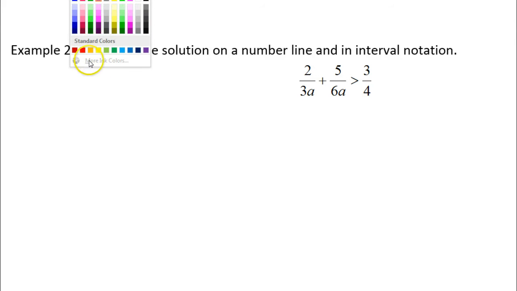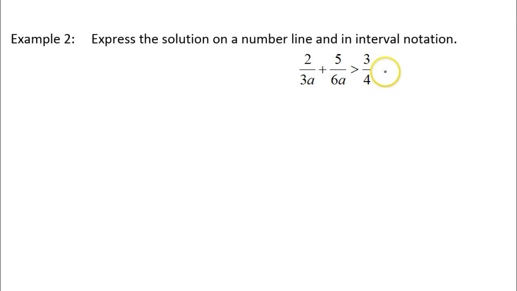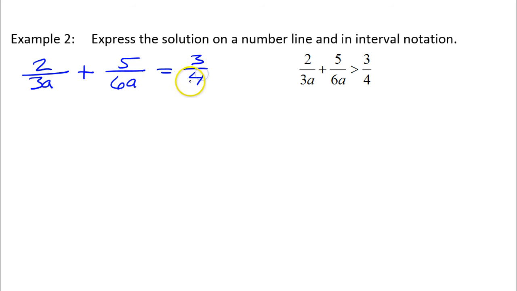All right, let's go on and solve this rational inequality. We're going to have a number line, and we need the critical values. We're going to find those critical values from two sources. One source of critical values will be solving the related equation where we make it equal to 3/4 instead of greater than.